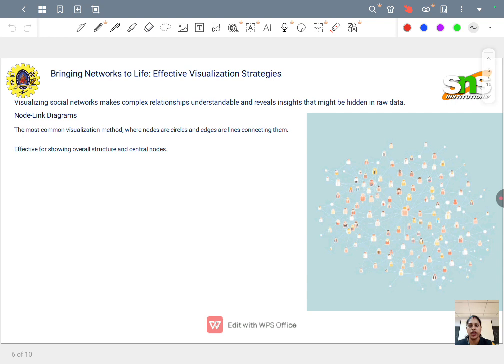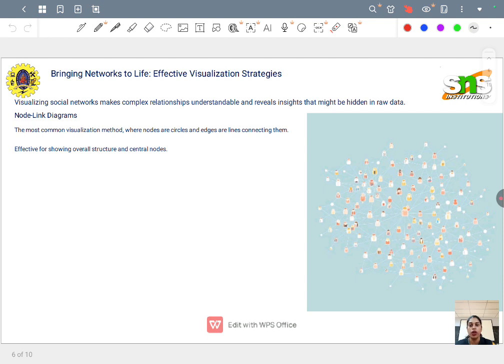Next is visualization. Networks can be complicated, so visualization is essential. Node-link diagrams are the most common, with circles for nodes and lines for edges. These help us see structure at a glance. Matrix representations, on the other hand, are better for dense networks where connections are hard to see. Good visualization makes network insight much easier to communicate. Okay, these are the most important visualizations.